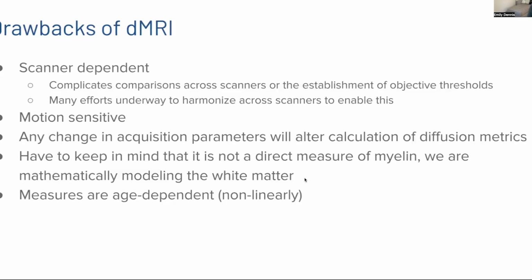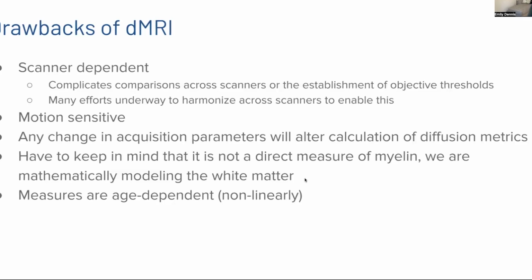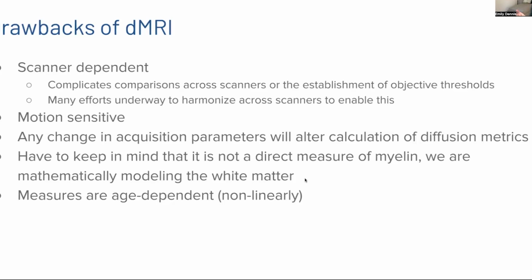We have to also keep in mind that this is not a direct measure of myelin. We are mathematically modeling the white matter. This is the case in a lot of MR imaging, that these are not direct measures. We are taking advantage of the signal and we're calculating things. And in many cases, they are very good approximations, but we just need to keep that in the back of our mind at all times, because it's useful to think of alternative explanations, or try to think about what's the neuropathology that you think is going on and how might that affect these measurements.